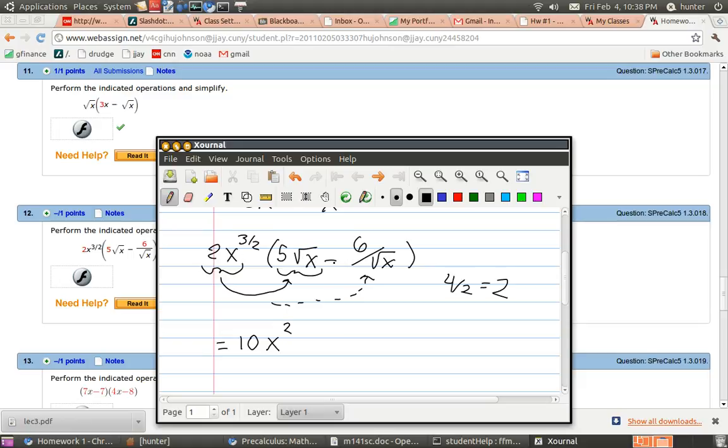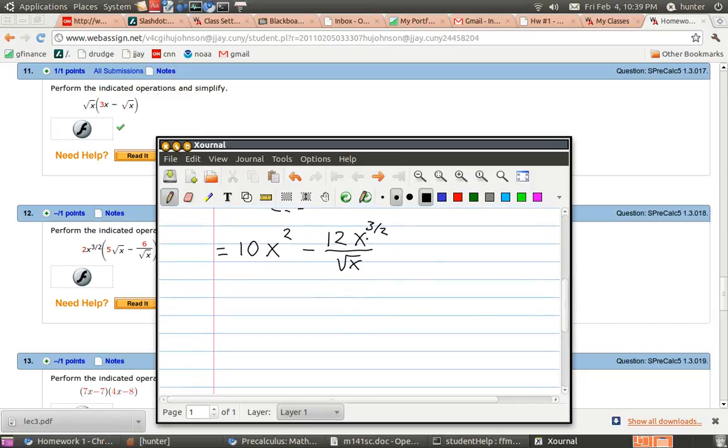Alright, okay. And we'll put off dealing with this second part. We'll just do something like the 2 and the 6 hit each other and make 12, and now I've got x to the 3/2 over the square root of x. Alright, so now our distribution is done, but we can still simplify this second part. Okay, so when you have like a to the b over a to the c, the rule is this is equal to a to the b minus c. Okay, so just like when you multiply two things, the exponents add.